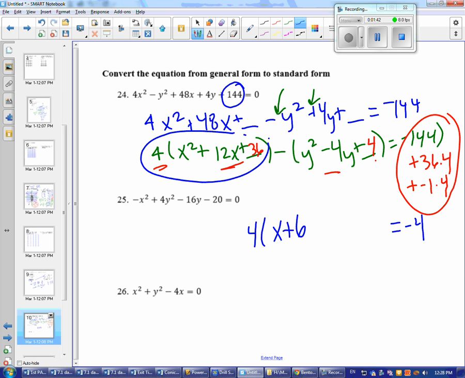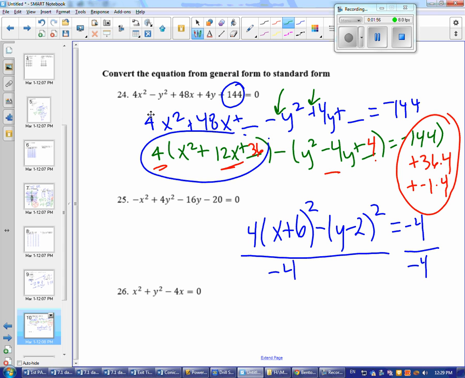And the whole point of completing the square is that you get this perfect square trinomial where both factors are the same. And we can condense it like that. And then I'm going to divide by the value on the right side. Be very careful when you're dividing by a negative, all the signs flip. So this becomes -1, and then +4 in the denominator.